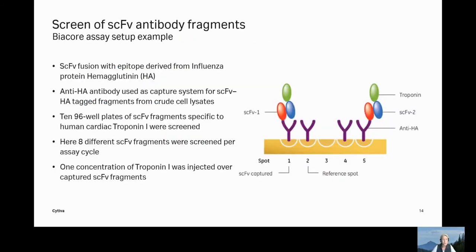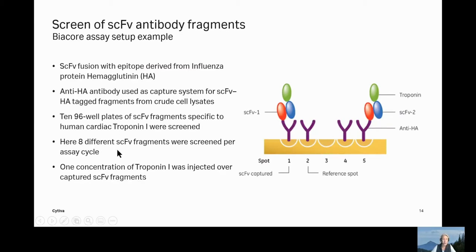For that purpose, they screened their single-chain antibody fragments with a Biacore assay. To speed up the analysis, all single-chain fragments were fused to a hemagglutinin antigen tag. An anti-hemagglutinin antibody was immobilized on the surface, and so the single-chain fragments with the HA tag, shown here in red, while the single-chain fragments are in blue and this is the tag, could be captured directly from crude cell lysates on the surface of the anti-HA antibody. So different single-chain fragments could be analyzed in each assay cycle.